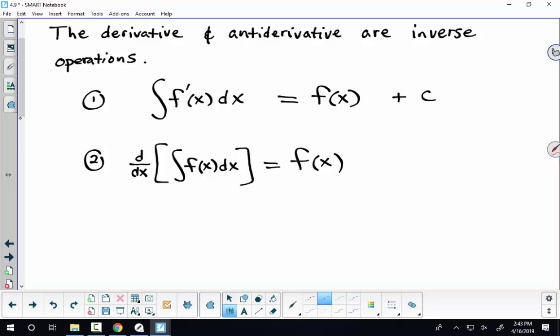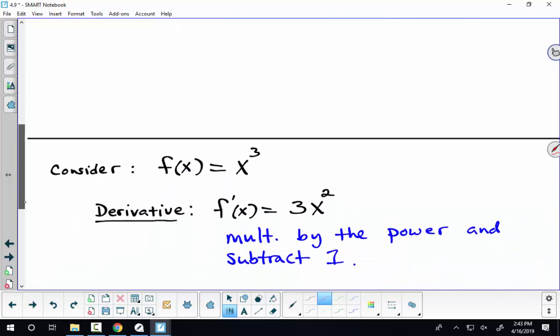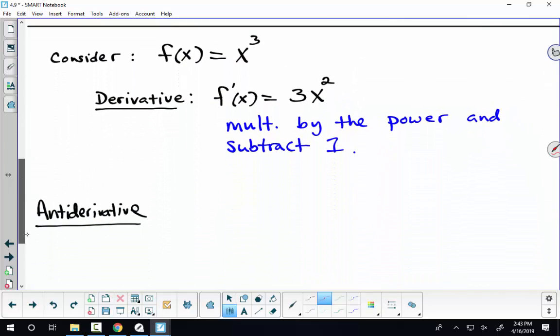So we're going to talk about a few rules for finding antiderivatives, keeping in mind that they're inverse processes. So we'll just start off with an explicit example. The function is x cubed. The derivative is 3x squared. So remember the rule to take the derivative of a power of x. We said the power comes down, multiplies, and then we take 1 away from the power.